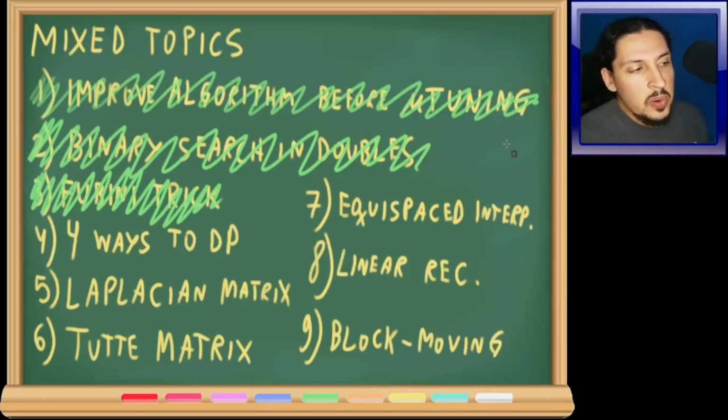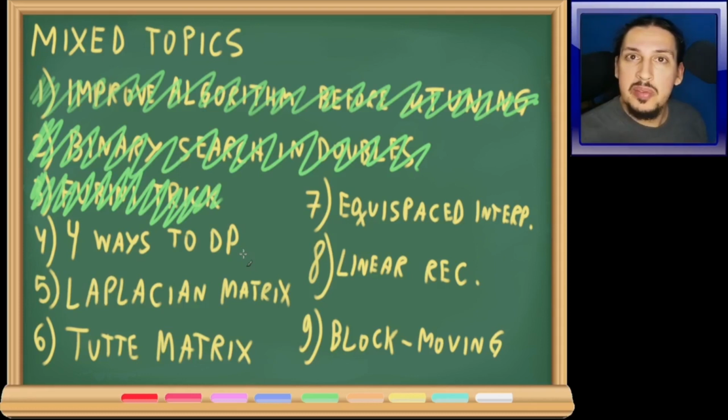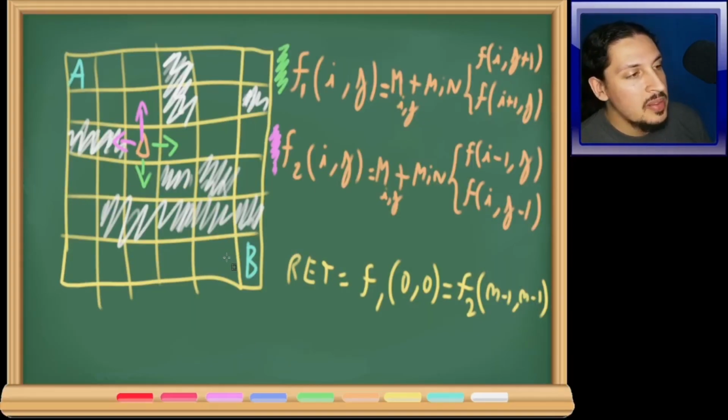Okay, now I want to talk about 4 ways to implement a dynamic programming algorithm for the same problem. So in principle, for each problem, you have 4 ways to make the dynamic programming algorithm for it, at least in principle. So let's go directly to our example, one of the most well-known basic dynamic programming problems. Let's say you want to go from A to B in a matrix, and you can only move right or down.